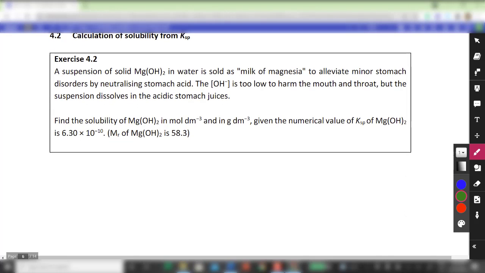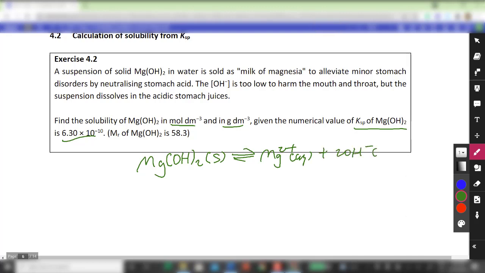Okay, so now you are asked to find the solubility of magnesium hydroxide in moles per dm cube and grams per dm cube, given the Ksp of magnesium hydroxide to be 6.30 times 10 to the power of minus 10. One simple way to do this is to write out the equation. Magnesium hydroxide solid equilibrates to give you Mg2+ aqueous plus 2OH- aqueous.